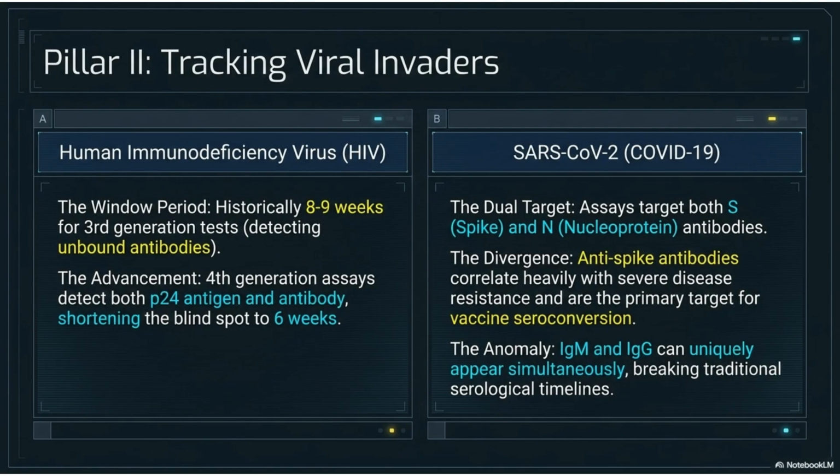Pillar 2 focuses on tracking viral invaders like HIV and SARS-CoV-2. Advancements, such as 4th-generation HIV assays, detect both antigens and antibodies, significantly shortening the window period. COVID-19 assays target both spike and nucleoprotein antibodies.